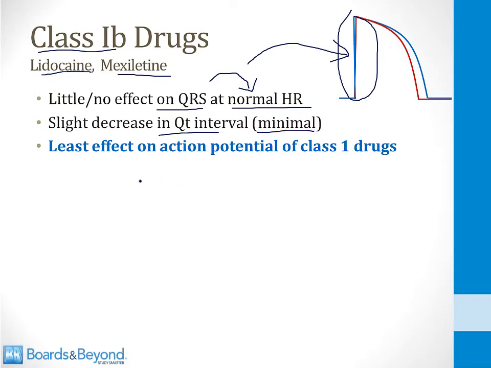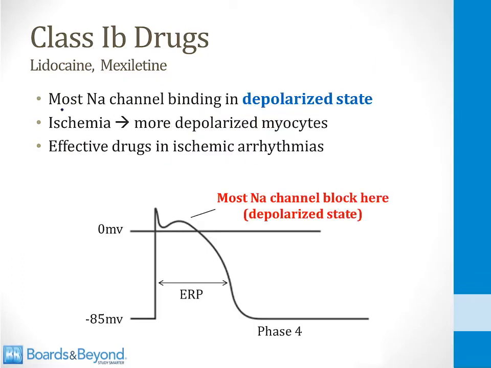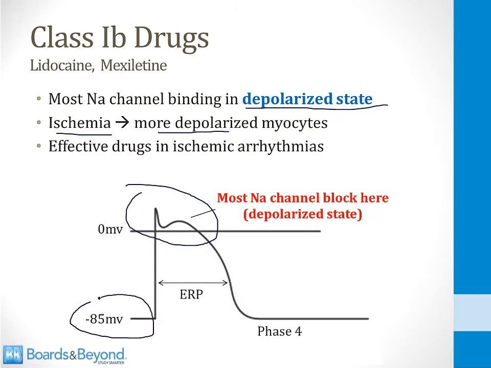And these drugs are famous for having the least effect on the action potential of all of the class 1 drugs. Most of the binding of the 1B drugs occurs when myocytes are in the depolarized state. If you look at the action potential at the bottom of the screen, this is the depolarized state when the membrane potential has become positive, and this is where the class 1B drugs like to bind. When there is ischemia, more myocytes are found in the depolarized state. The myocytes become damaged and they can't maintain their negative membrane potential, so they become depolarized, and that's where the 1B drugs are effective. This makes them very useful drugs in ischemic arrhythmias when there's lots of ischemic tissue present.